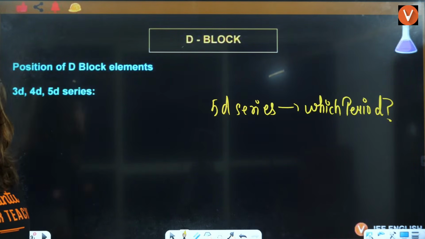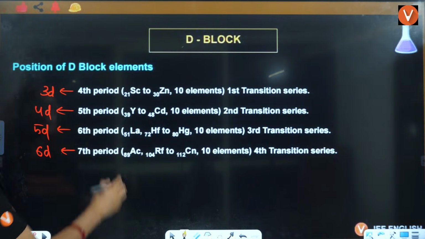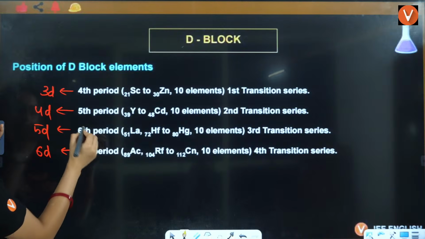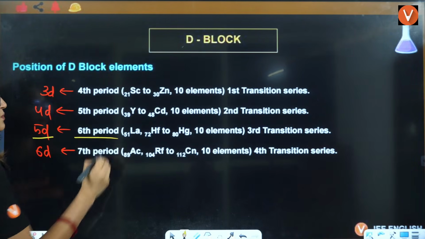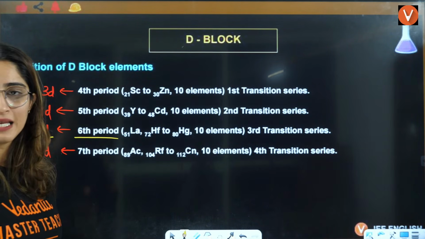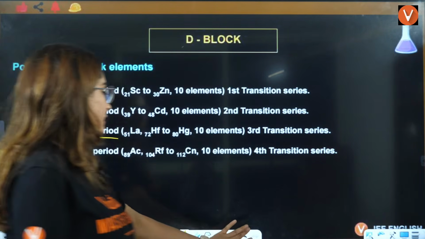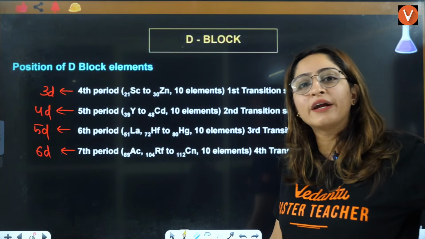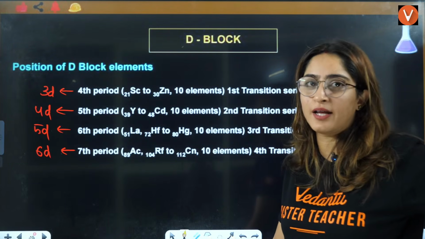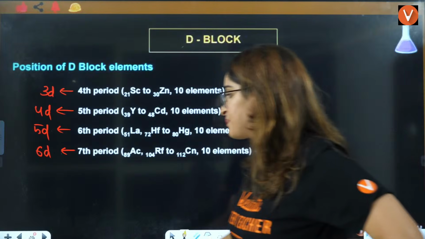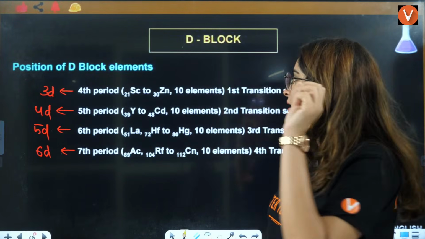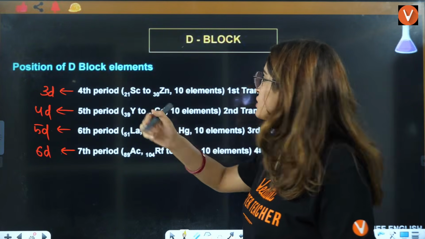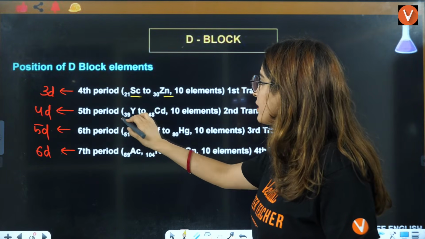Okay, so 6th period, yes. Is it belonging to 6th period? Yes, right? What I asked you, 5D series, okay? This 5D series is belonging to 6th period. Just remember 3D is belonging to 4th period. That's it. It is the first transition series. In the fourth period, the 3D series, you have scandium to zinc, yttrium to cadmium.